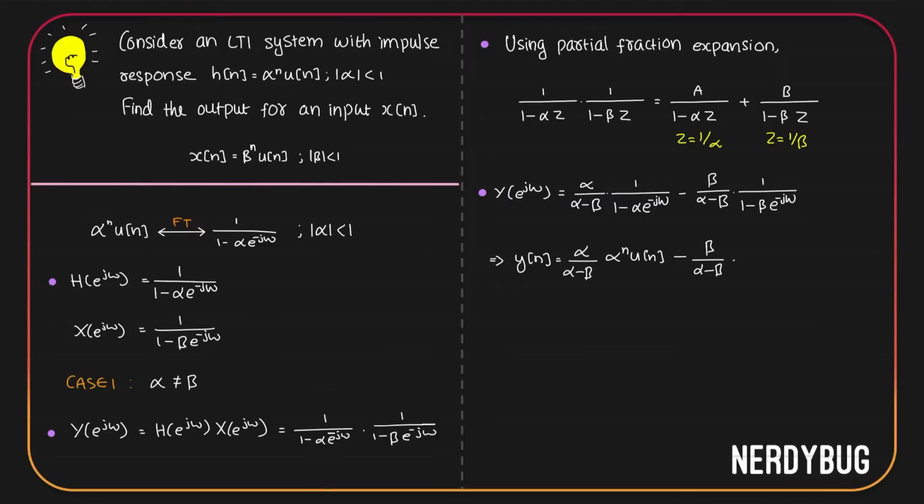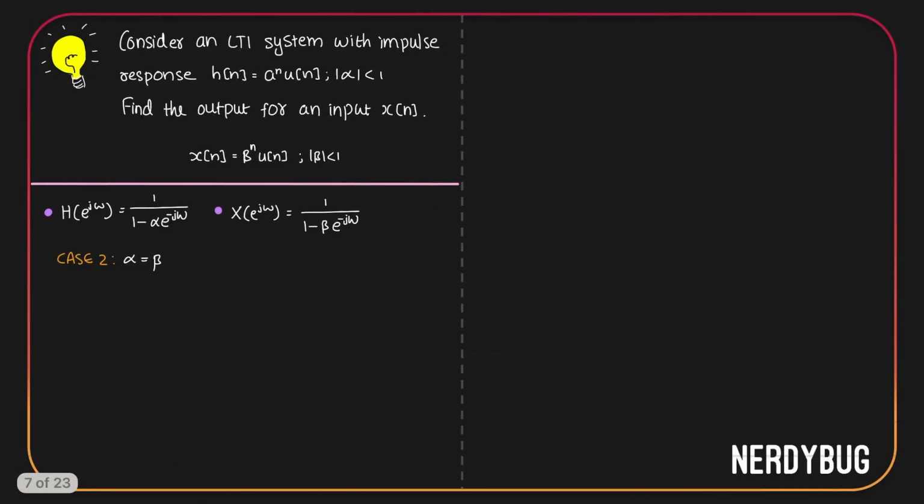Inverse Fourier transform of 1 by 1 minus beta e raised to minus j omega will be beta to the power n u of n. So this is the output of our LTI system if alpha is not equal to beta. Let us take the second case where alpha is equal to beta.